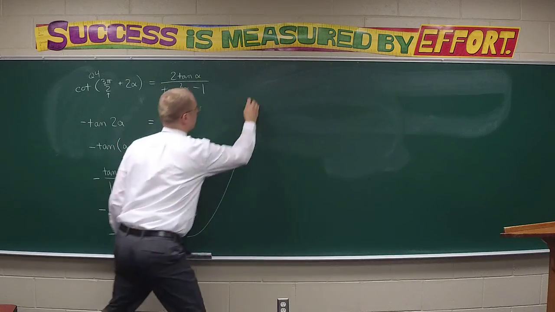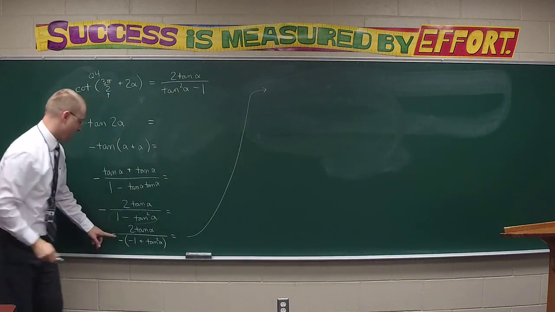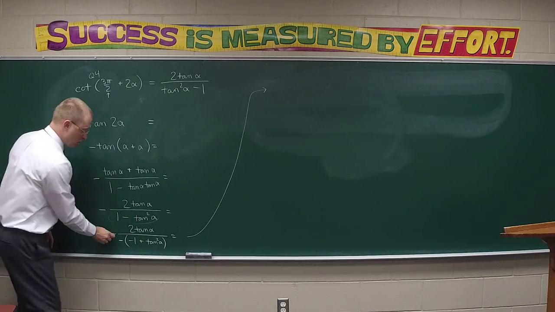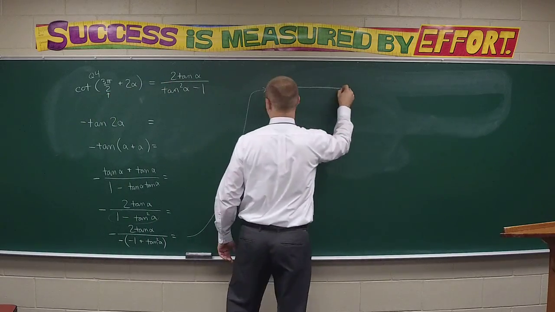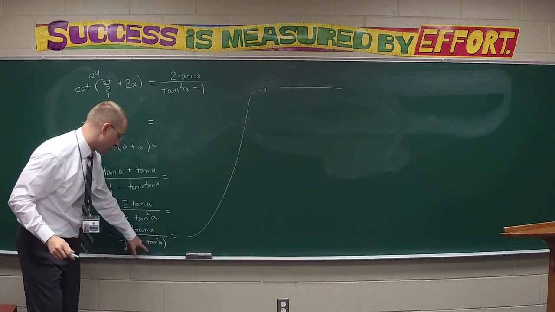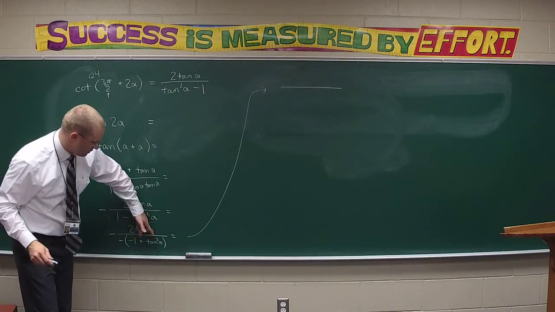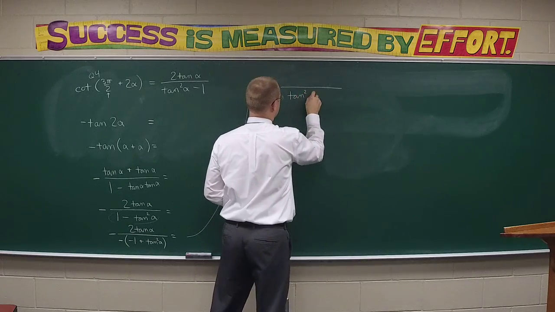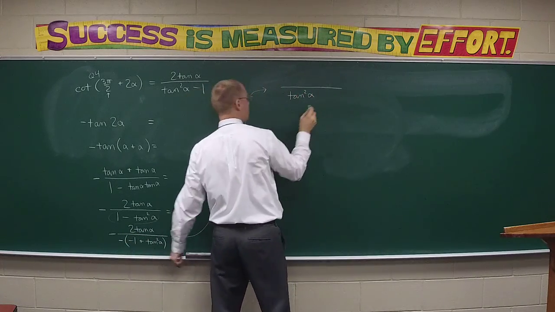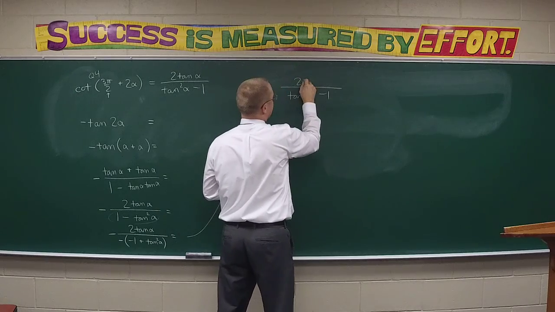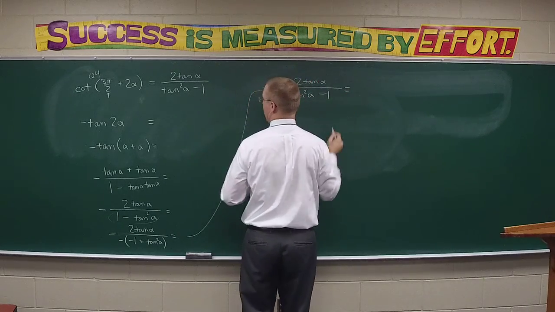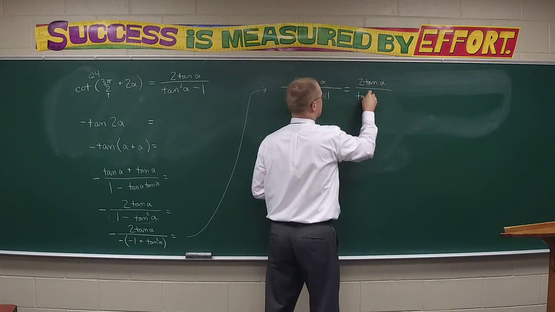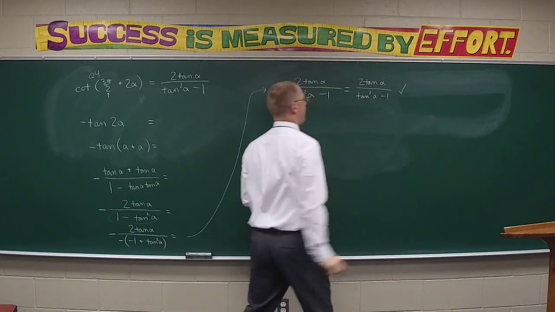And then, finally here, class, I've got a negative denominator and a negative fraction. They cancel. Anytime there are two negatives in a fraction, they cancel. And I could just flip-flop the negative 1 plus tangent squared to tangent squared minus 1. We leave the 2 tangent alpha in the numerator, and that's exactly what we wanted: 2 tangent alpha all over tangent squared alpha minus 1, and our check mark.